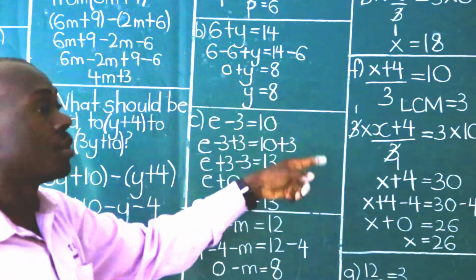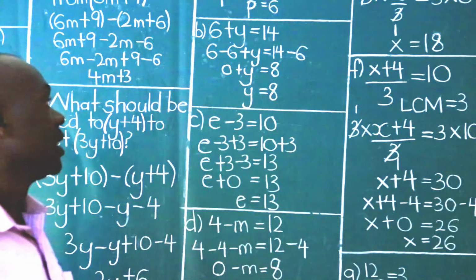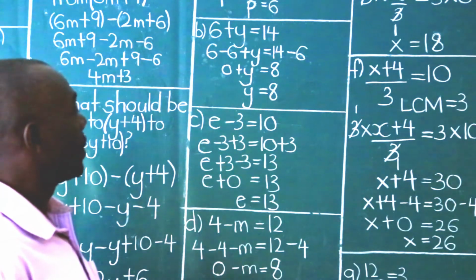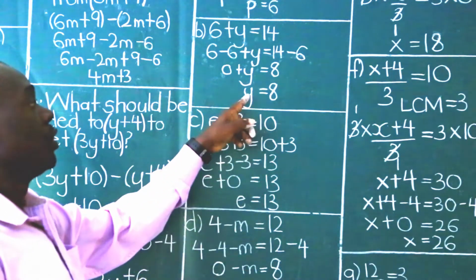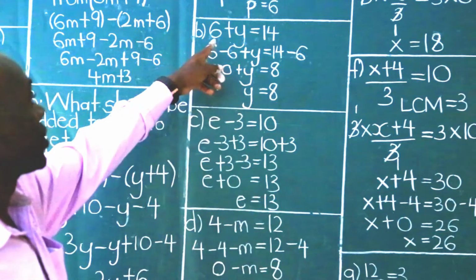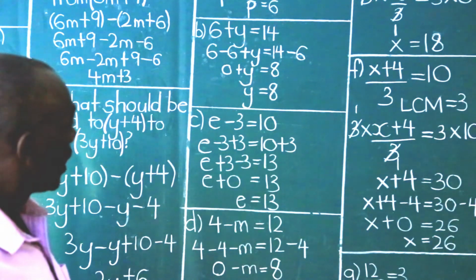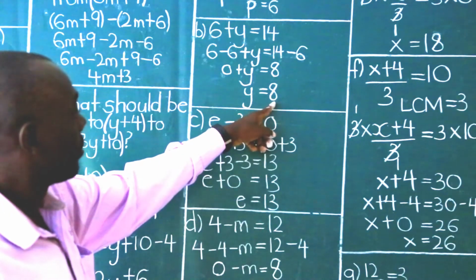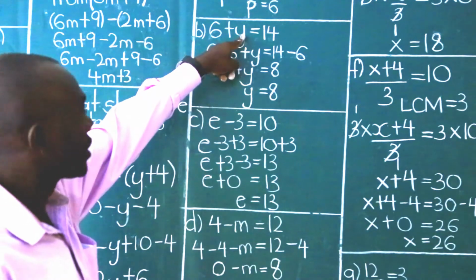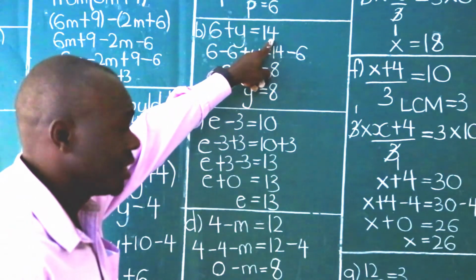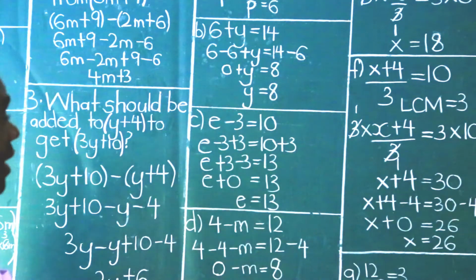So 0 plus y is equal to 8, where y is equal to 8. Now check whether you are correct by substituting the value of y, which is 8. Let's substitute 8 and see whether the answer is actually 14. 6 plus 8, is it actually 14? Try to add and see. Indeed it is. So the value of y is actually 8.